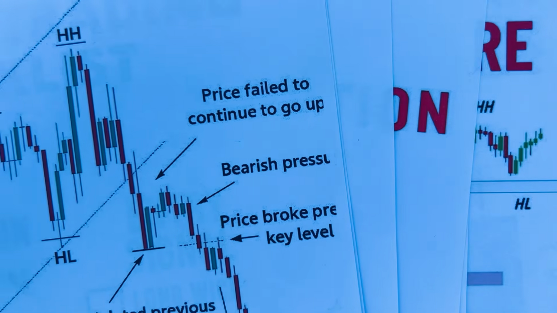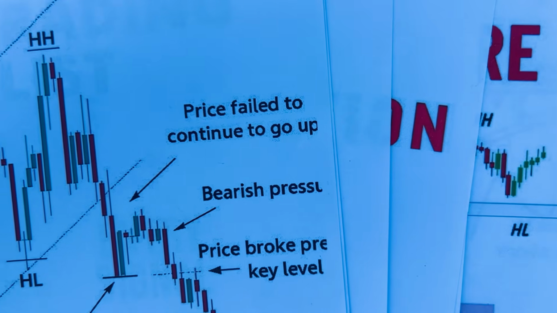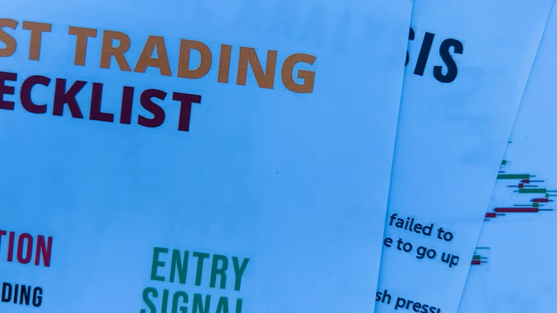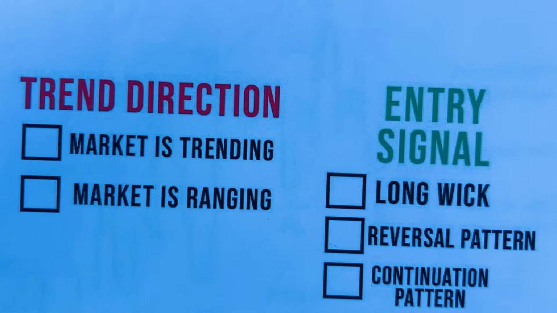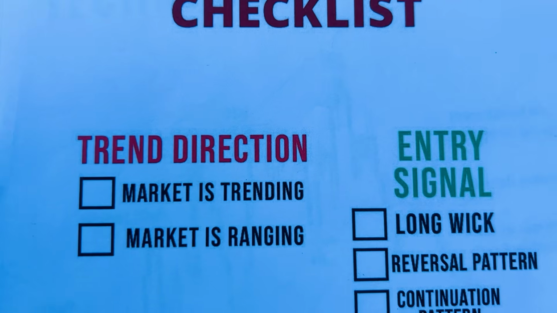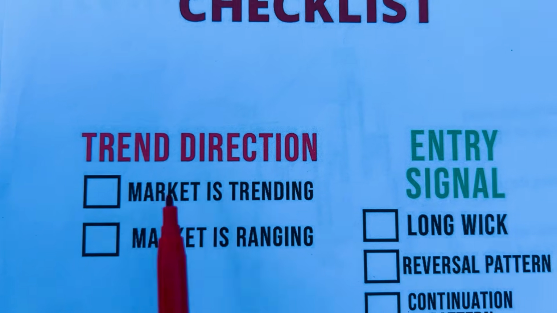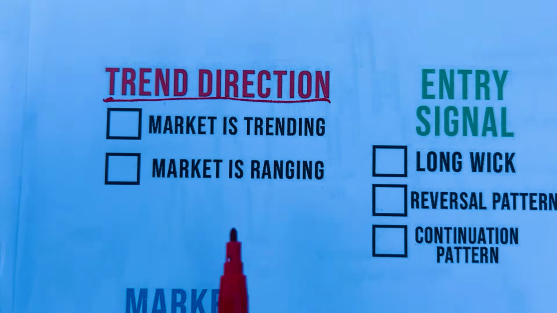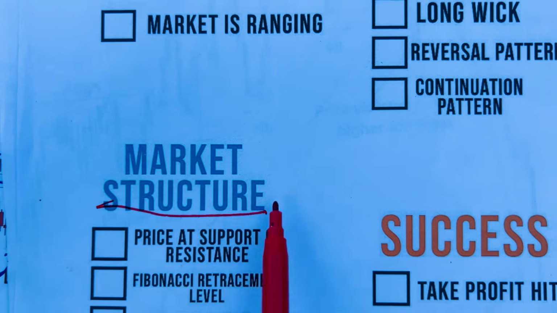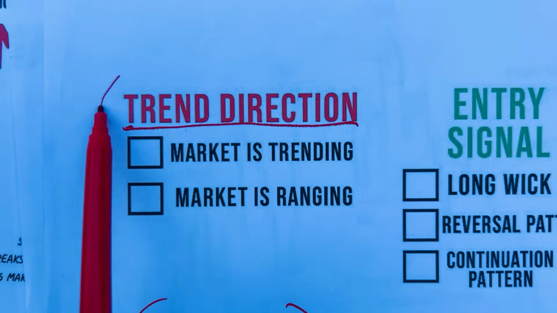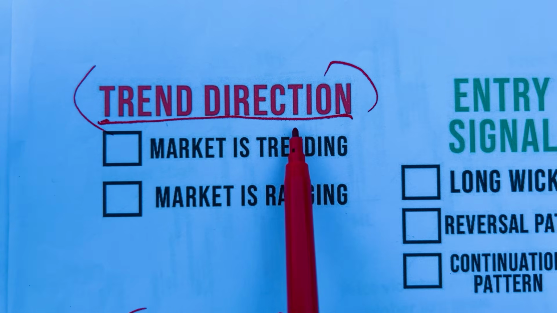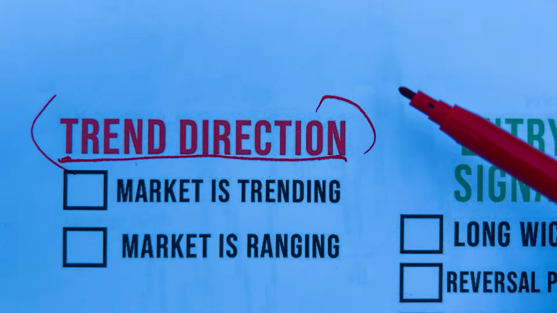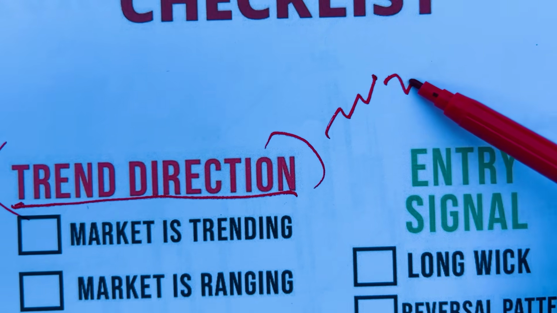Now, let's get into the real information for you to understand how to trade the market, how to read this chart in the easiest way possible. We have a trend direction, and we have a market structure. These are the 2 things that you must take note of. Trend direction is where the market is going. Is it going up or is it going down?